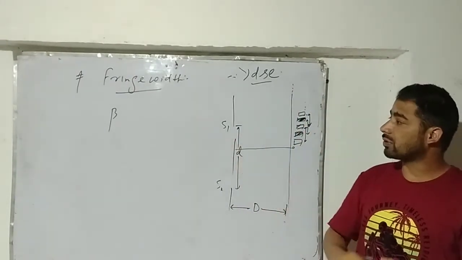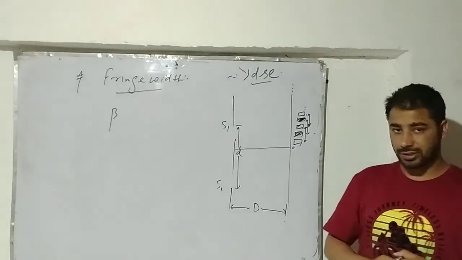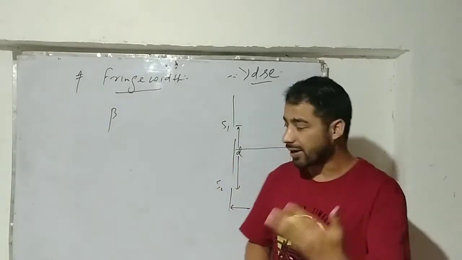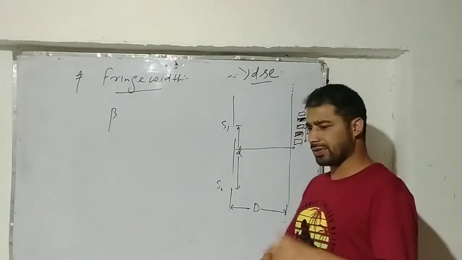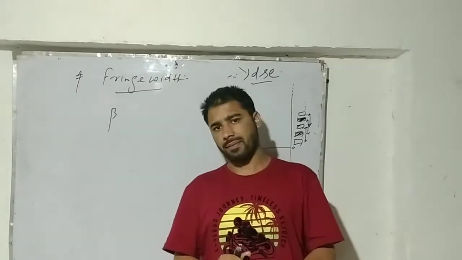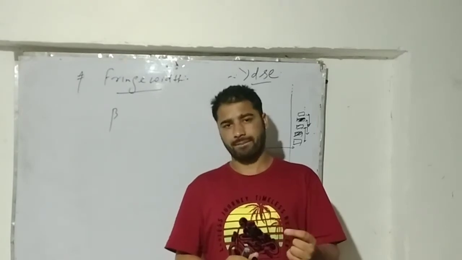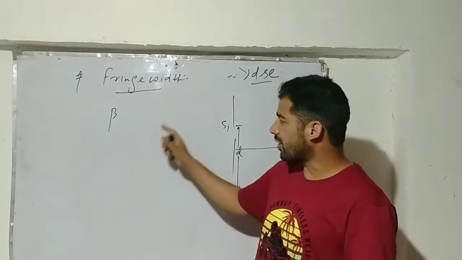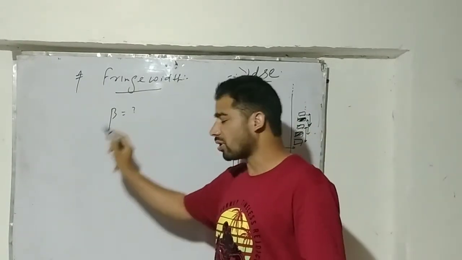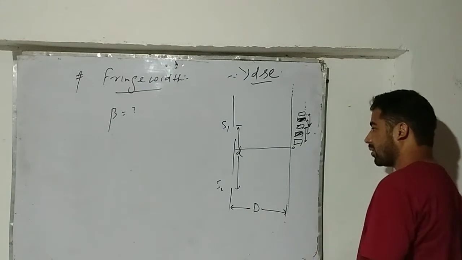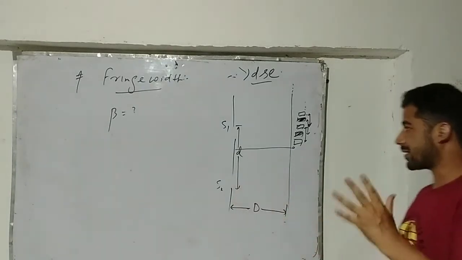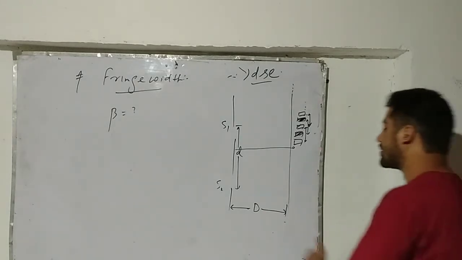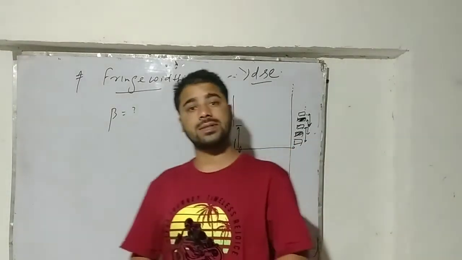So when we talk about the fringe width, it's defined, as I told you before, as the distance between two successive bright or dark fringes. It doesn't matter which two successive bright or dark fringes we take, because we'll always get the same result. How? When we express this result in terms of the given parameters that I drew in the experiment, like the distance between the slits and how far the screen is from the slits.